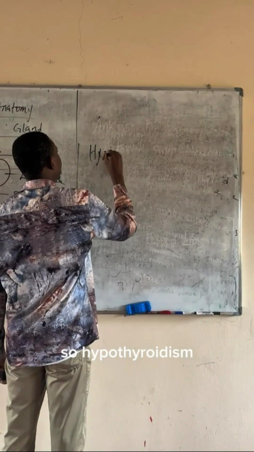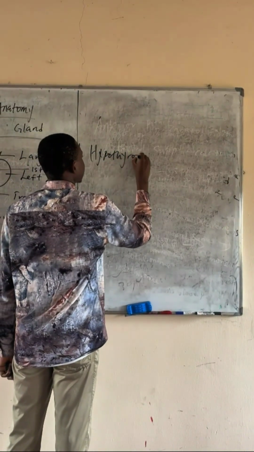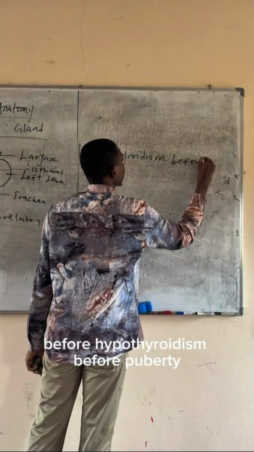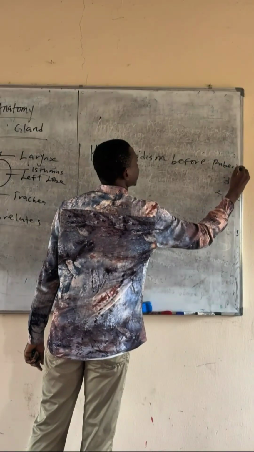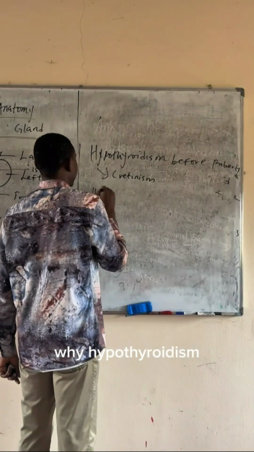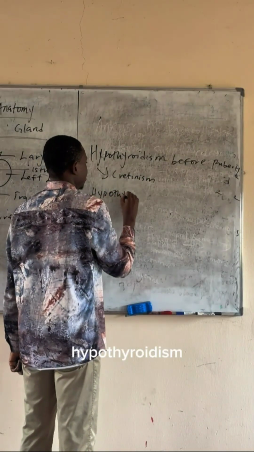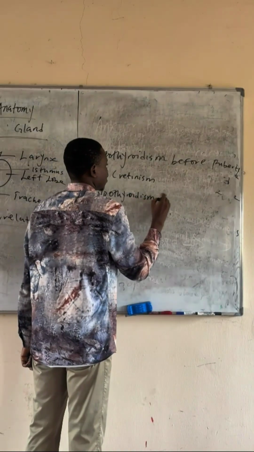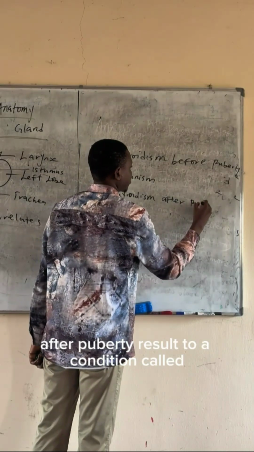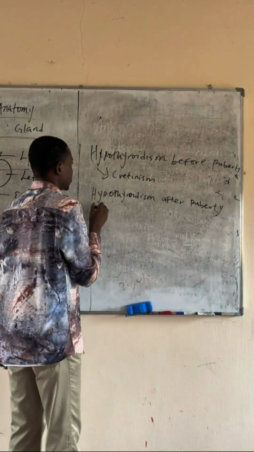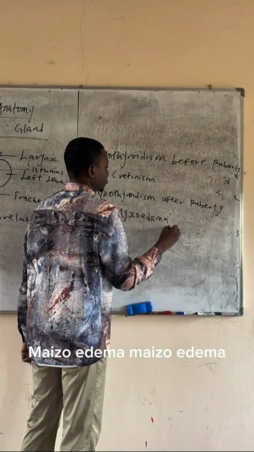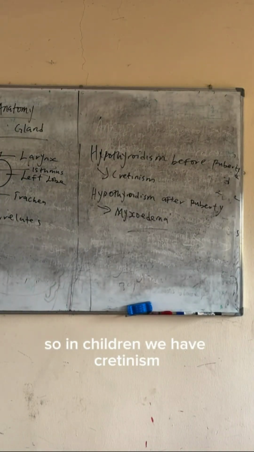Hypothyroidism before puberty results in a condition called cretinism, while hypothyroidism after puberty results in a condition called myxedema. So in children we have cretinism, in adults we have myxedema.